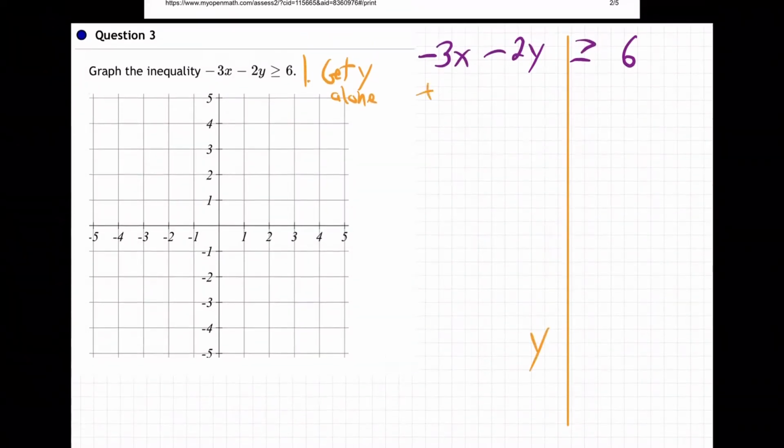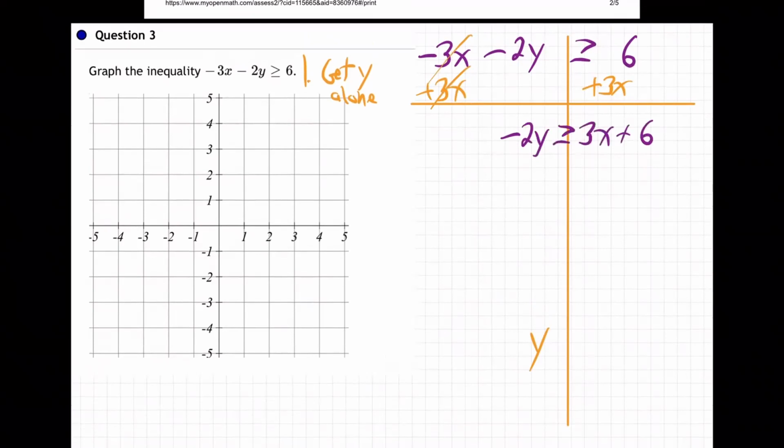So first step, add 3x. Got to do the opposite, right? Add 3x to both sides. Boom, boom. We good to there? So I added 3x to both sides, like that. Okay, now what's the next step to get y alone?